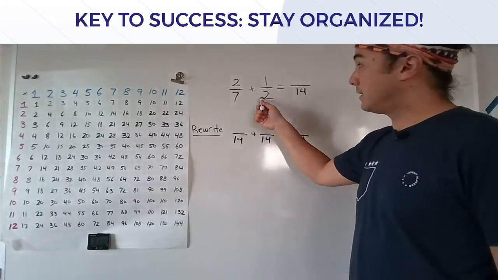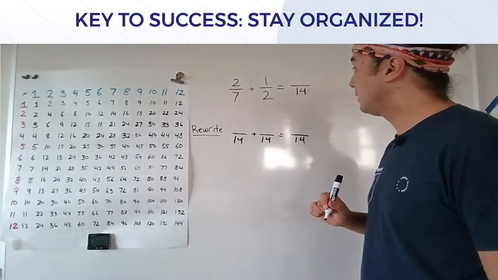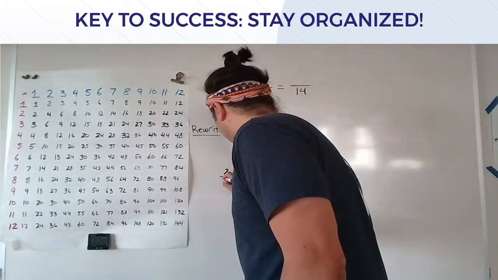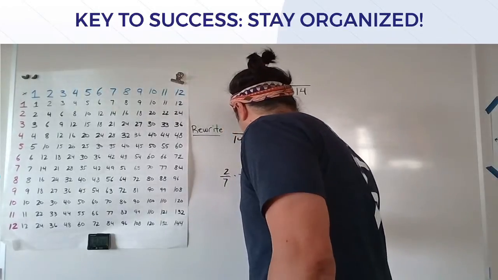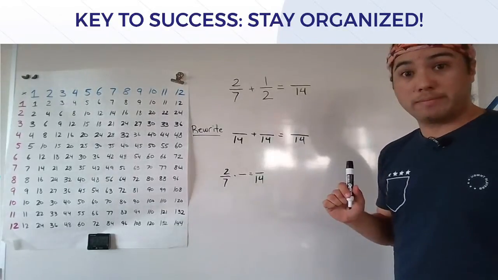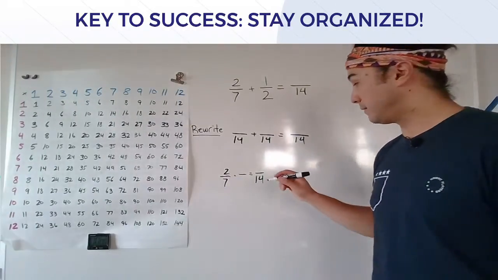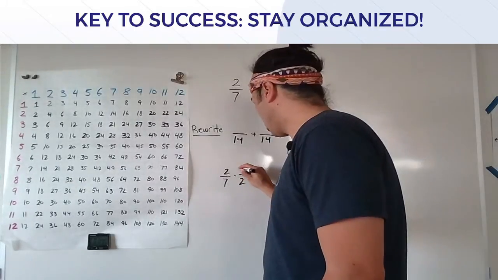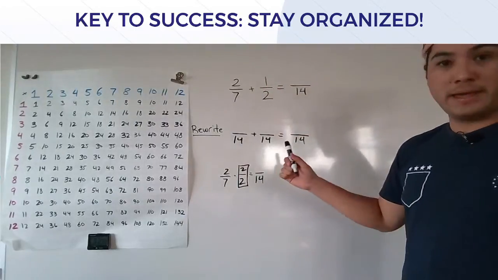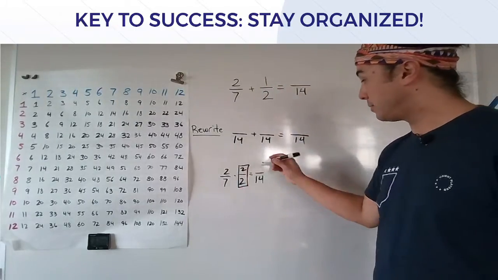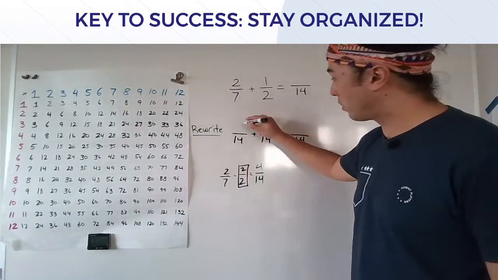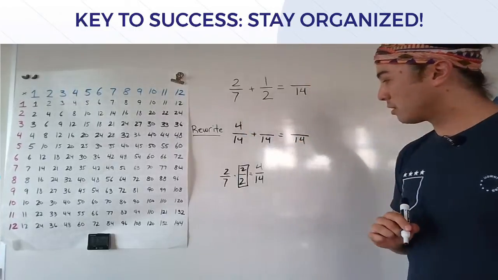Now, we've got to get these 7ths and these halves into 14ths. So let's use our workspace down here. 2/7 times something equals some number of 14ths. 7 times what is 14? 7 times 2 is 14. So we're going to use 2 halves as our equivalent of 1. And then multiply the numerators. 2 times 2 is 4. Okay, so for our 2/7, right below it, we're going to put its equivalent, 4/14.